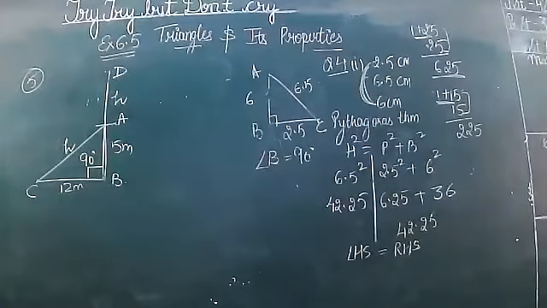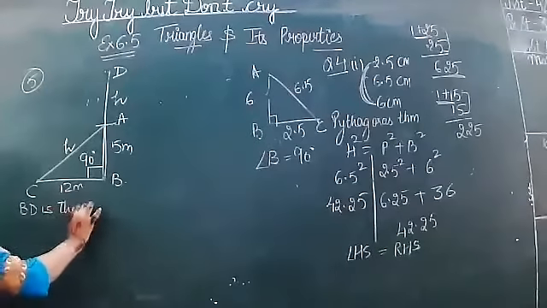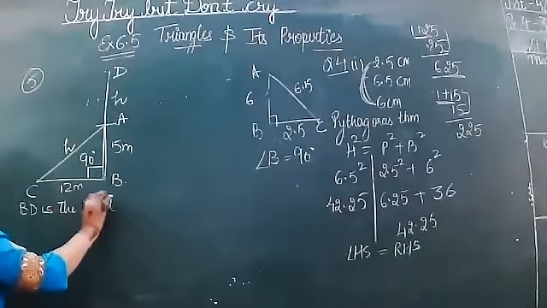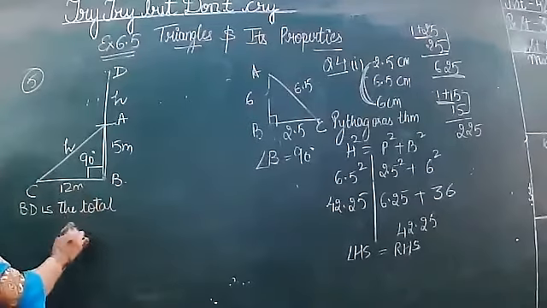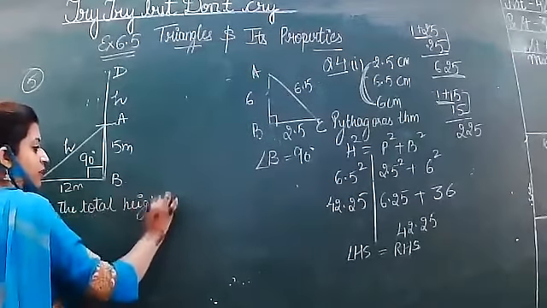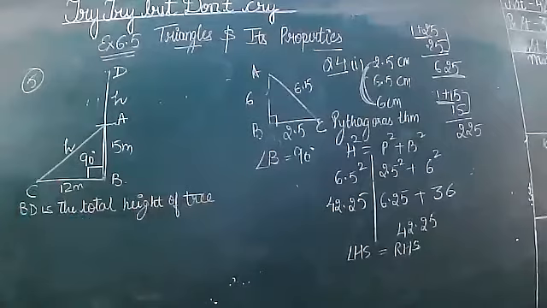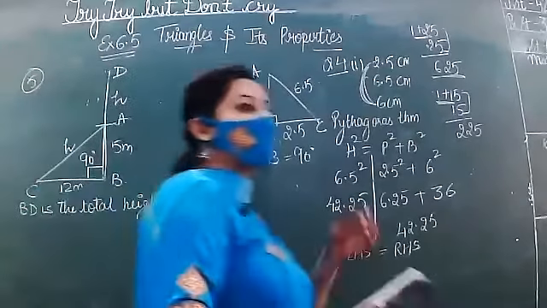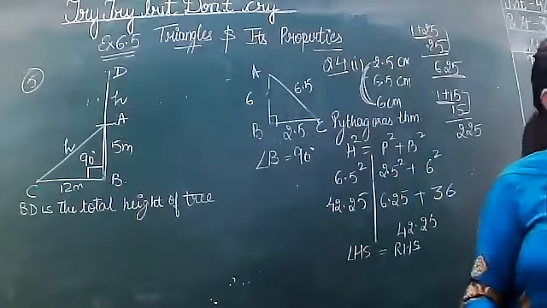BD is the total height of the tree. Actually, the question is you need to find the total height of the tree before brokage. ठीक है?